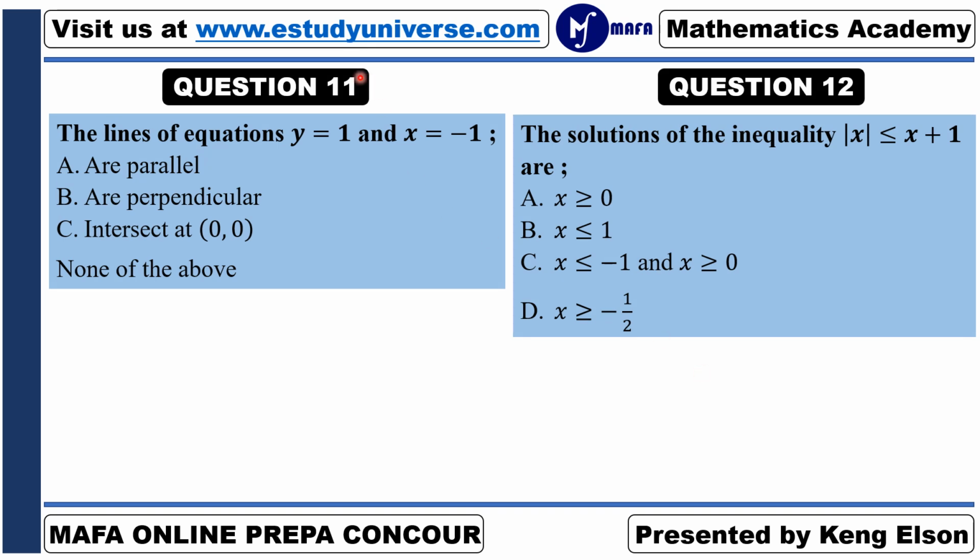Okay, question 11. The lines of equations y equal to 1 and x equal to negative 1, A, are parallel, B, are perpendicular, C, intersect at 0, 0, and D, none of the above.